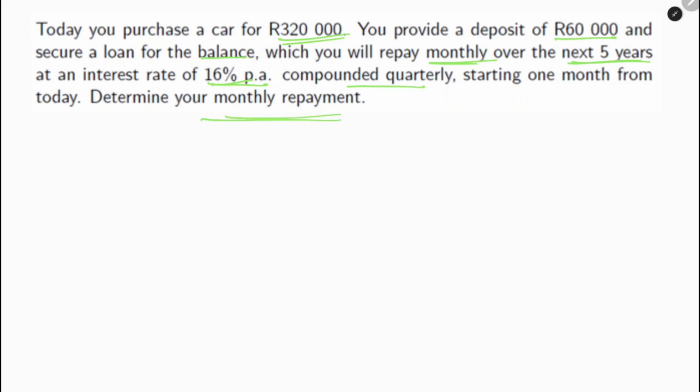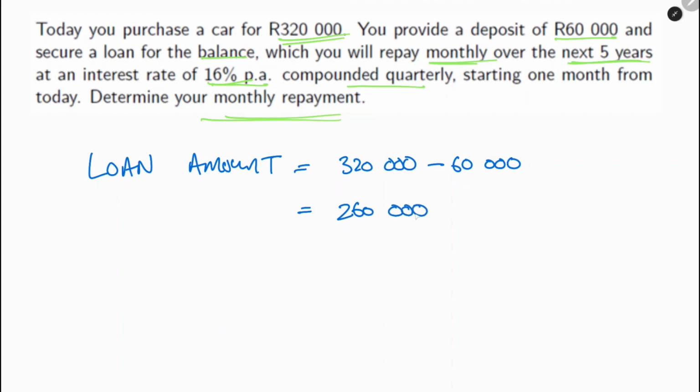Okay, so a few things to note here. Firstly, we're purchasing a car for 320,000 and we provide a deposit of 60,000. So that means we need to first calculate what the loan amount is. So the loan amount is equal to the purchase price, which is 320,000 minus the deposit, right? So that gives us 260,000 Rand. So that's the loan amount.